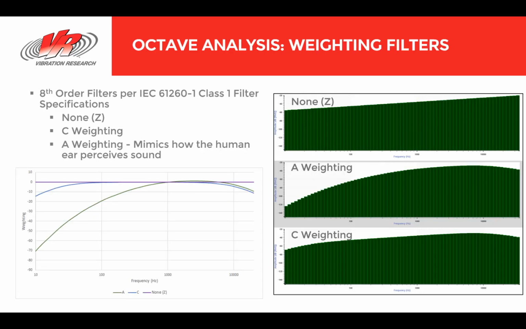Here we can see the Octave Analysis weighting filters. This is common. The weighting filters are applied in order to replicate how the human ear experiences sound, or mimic how the human ear perceives sound. These filters are specified in ISO 61260-1. And here you can see those three shapes on the left. You have Z weighting, which is essentially none, A weighting, and C weighting.